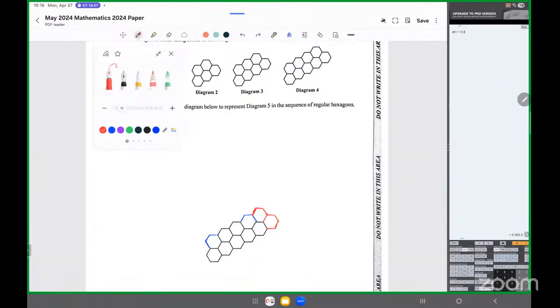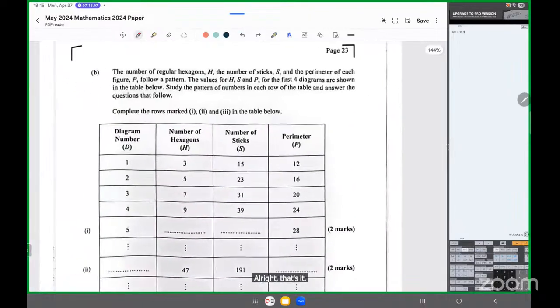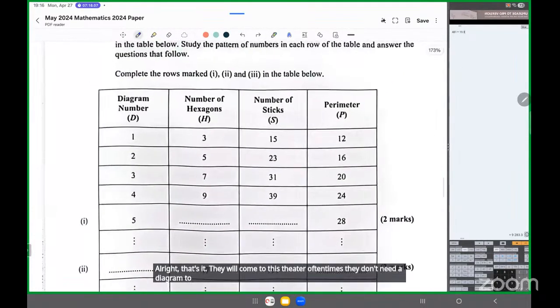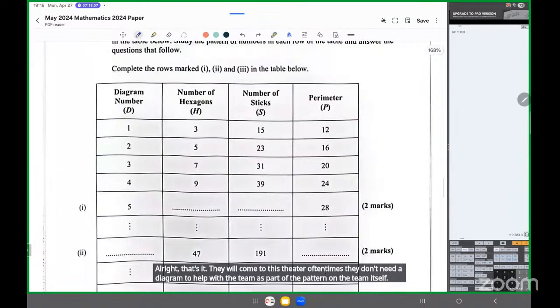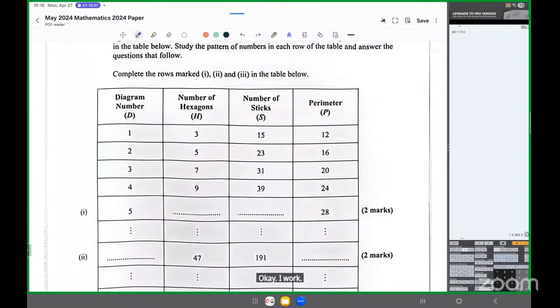So, 1, 2, 3, 4 lines. 1, 2, 3, 4 lines. Another line. Just making sure. All right, that's it. Then we come to this table, and oftentimes you don't need the diagram to help with the table. Just follow the pattern on the table itself. So the pattern of the shape, your pattern of the numbers. You can work the pattern of the numbers by themselves.